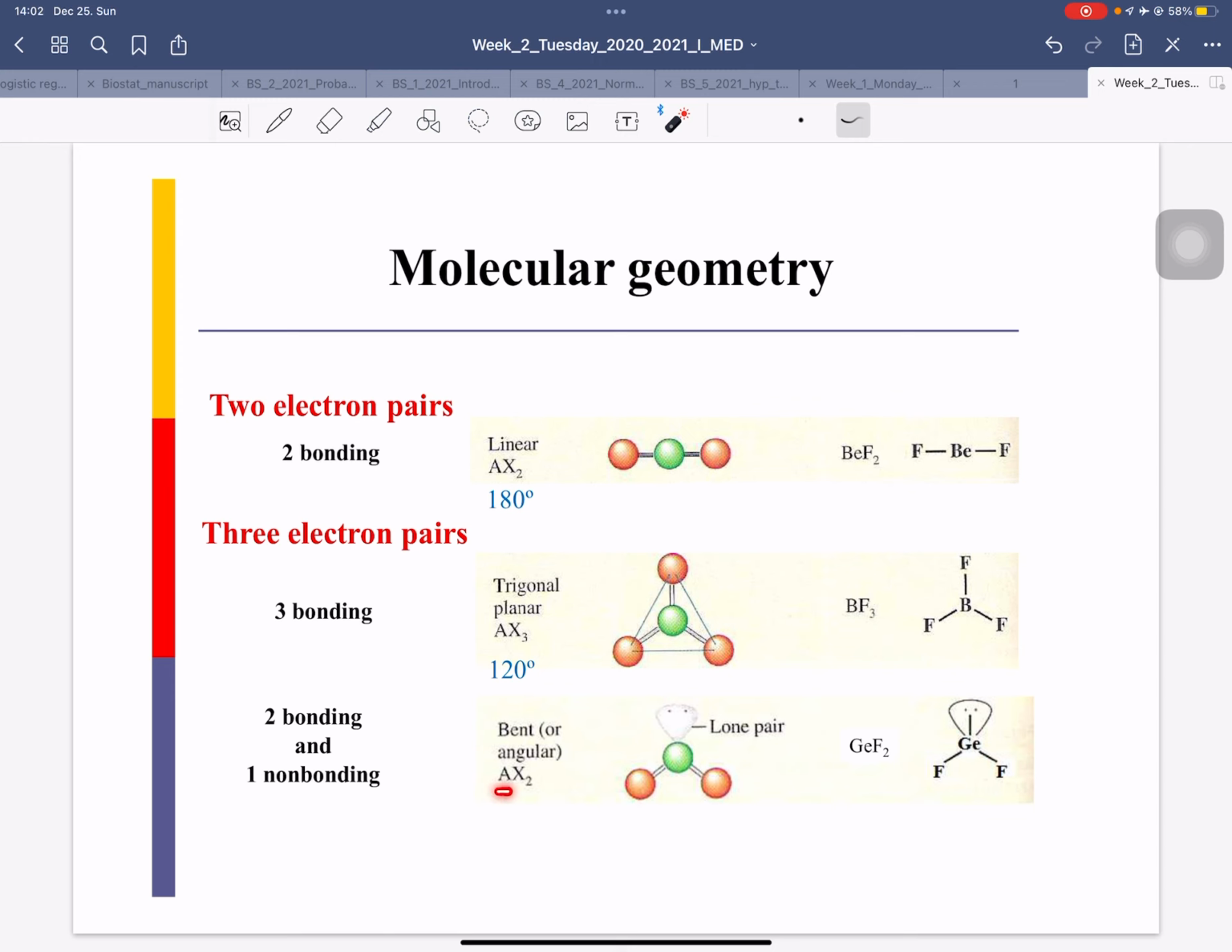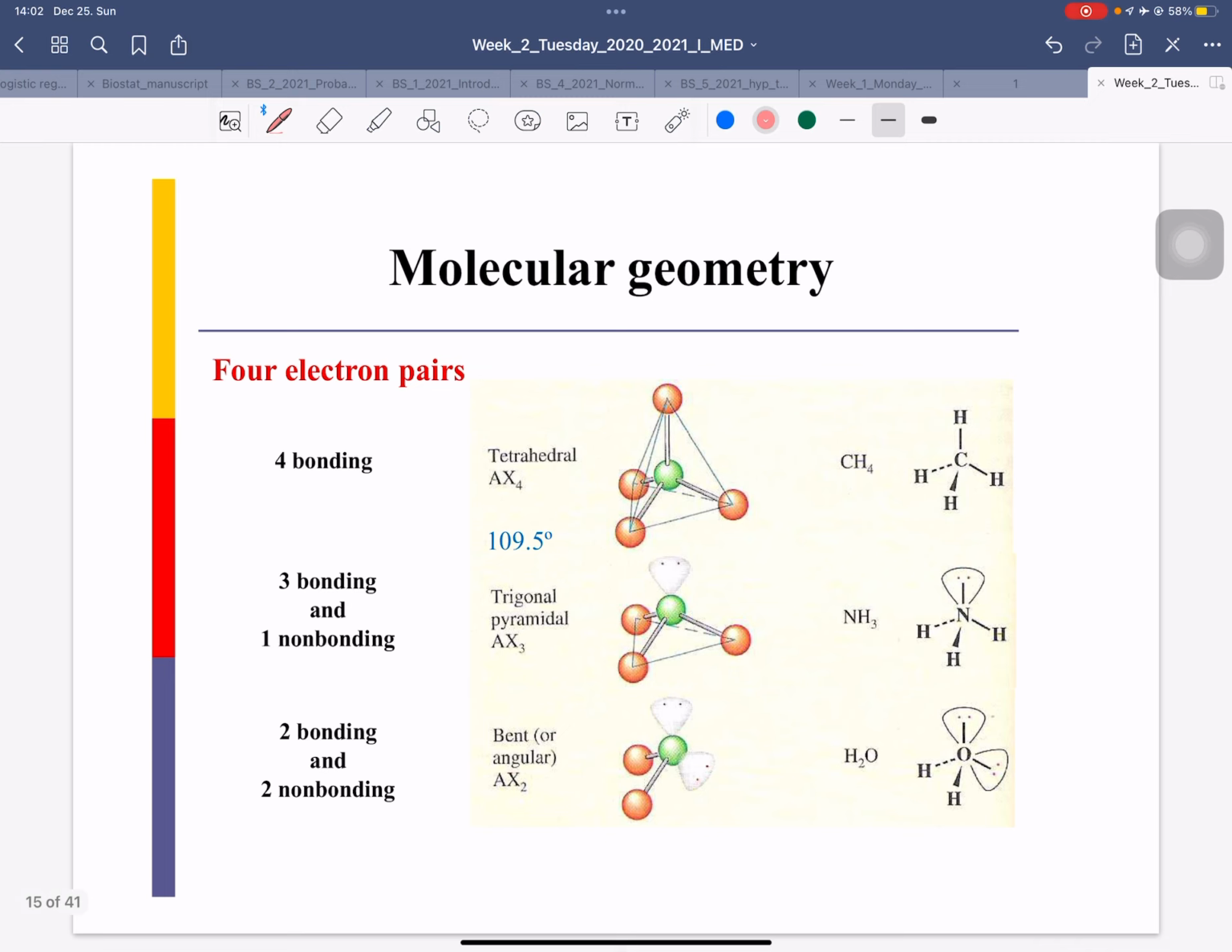Or if we have AX2 with one lone pair of electrons, this is an almost unstable situation, and we can usually find it in group 4 also, for example germanium difluoride. The shape is bent, and the angle depends on the repulsion of the lone pair. But if we have 4 bonds with the central atom, usually group 4, the shape is tetrahedral and the angle is 109.5. In carbonate, the shape is sp3.